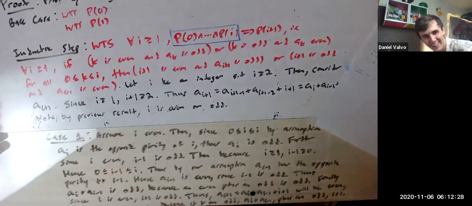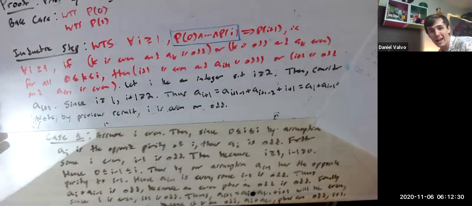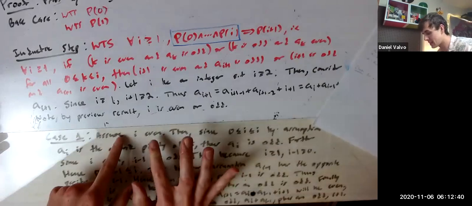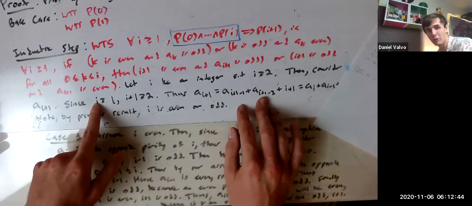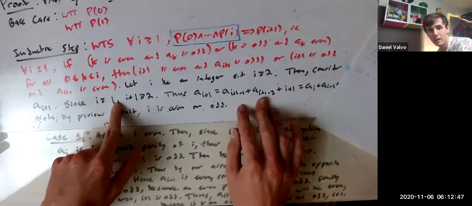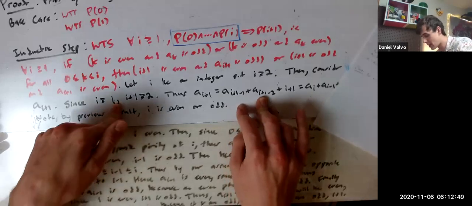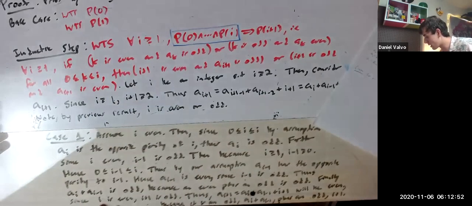So, this might have seemed kind of complicated, but here is the point. The point is, assuming I is even, and knowing that I is greater than or equal to 1, knowing those two things is enough to know that I plus 1 will be odd, and AI plus 1 will be even. So they have their opposites like we wanted.